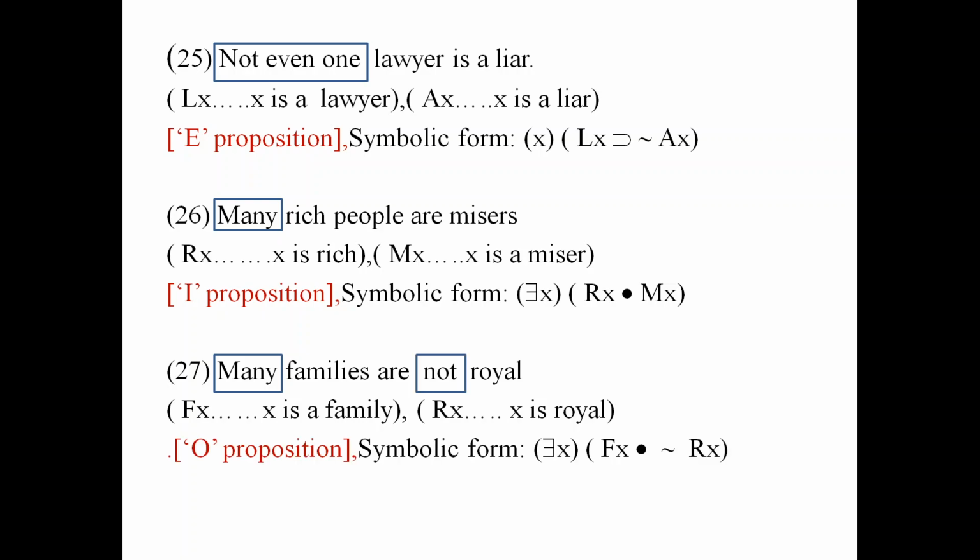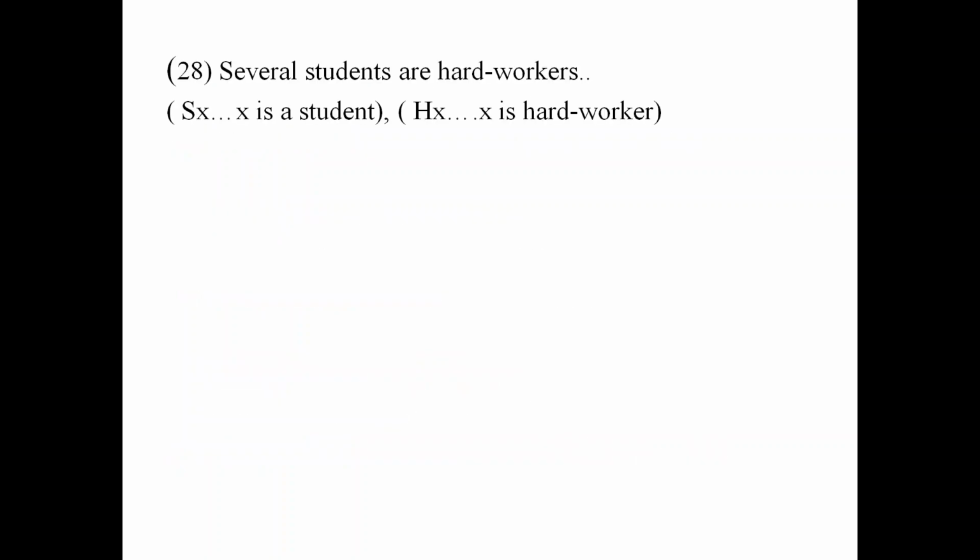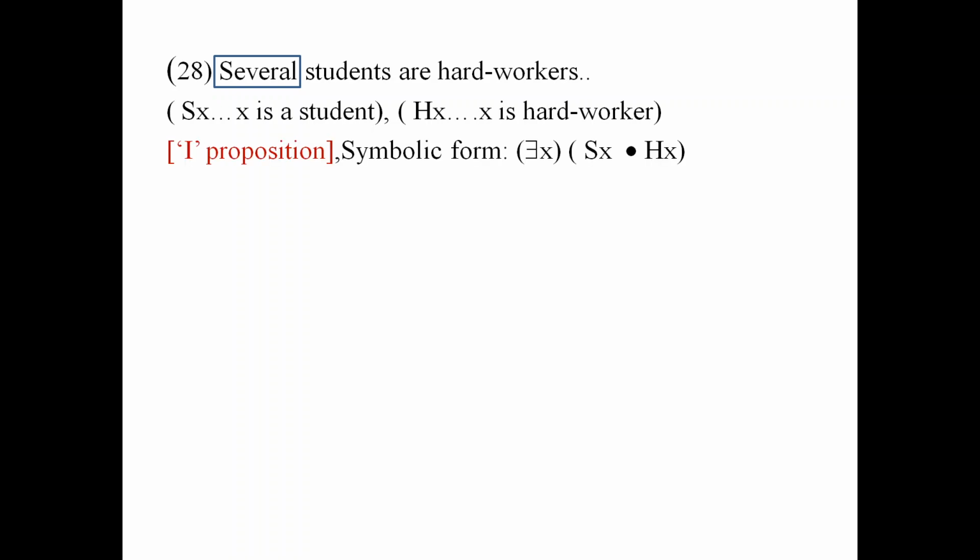Then we come to 28, several students are hard workers. So here the word several is used with two classes, so it is an I proposition. The symbolic form is existential quantifier phi x dot psi x. Then here replace phi by S, psi by H. So you will get the written expression existential quantifier Sx dot Hx. It is read as there is at least one x such that x is a student and x is hardworking.